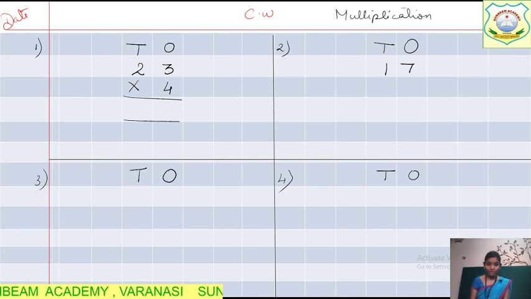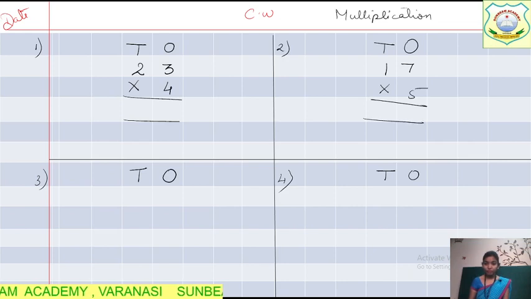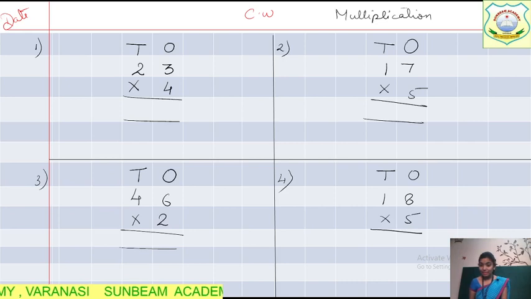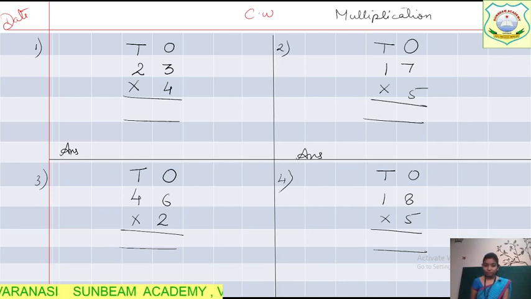And now 17 multiplied by 5. Write all the 4 questions. Next, 46 multiplied by 2, and then next we have 18 multiplied by 5. These are the 4 questions which we are going to do today as classwork, and in this way you need to solve. Alright, so these are 4 questions.